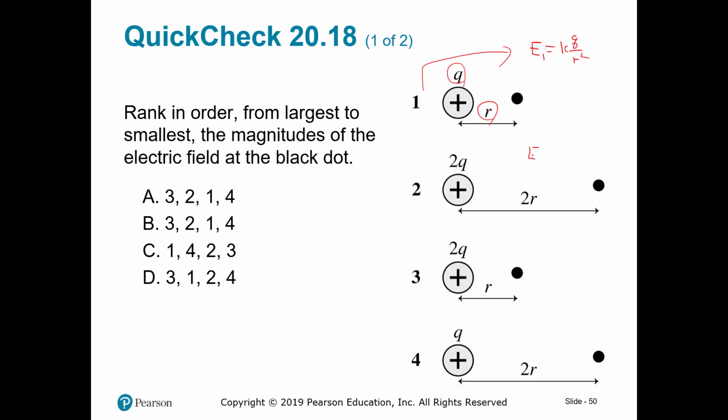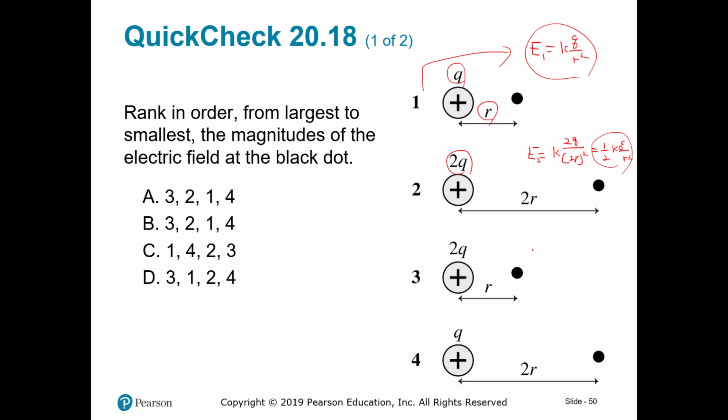Second one, E2, it's going to be what? k times Q, now you increase your charge 2 times, and then the distance is also 2 times, so basically this is 2r squared. If you take the numbers only, you have a 4 in the denominator and 2 in the numerator, so basically this is 1/2 times kQ over r squared, which is a half of E1, right?